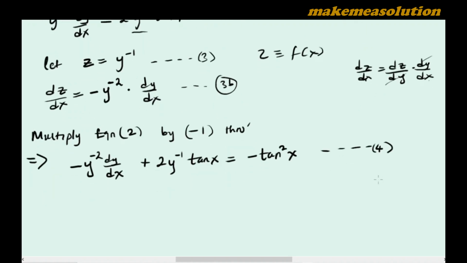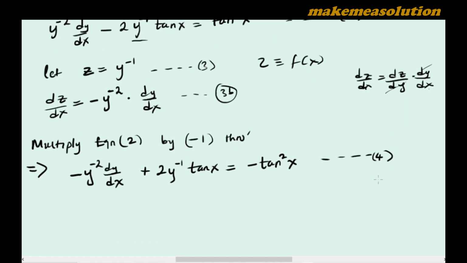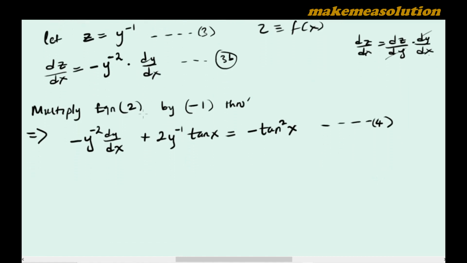Now that we've multiplied everything through by minus 1, you will now agree with me that the first term in equation 4 now corresponds to what we have in equation 3b. So the first term in equation 4 can be replaced with dz/dx, and this particular term over here can be replaced with z itself. So y inverse, or y raised to the power of minus 1, can be replaced with z.